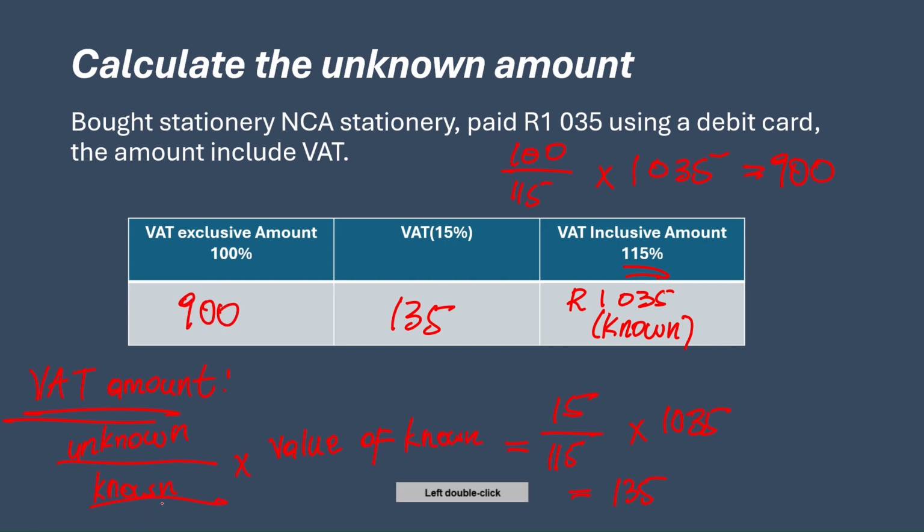So make sure that you know this formula, because it is very helpful when it comes to calculating the VAT amount, or the VAT exclusive, or the VAT inclusive, right? It's the unknown percentage divided by the known percentage times the value of the known amount, right? So that's how we would do it.